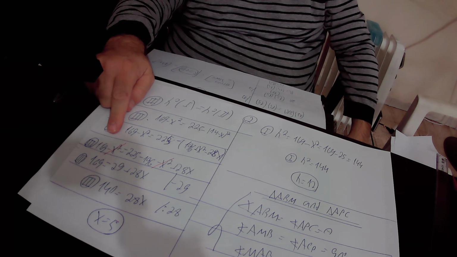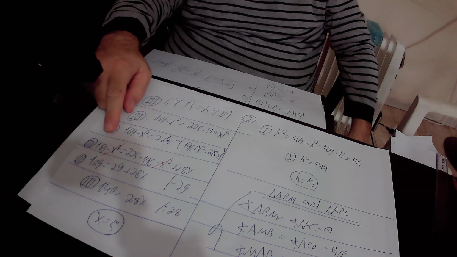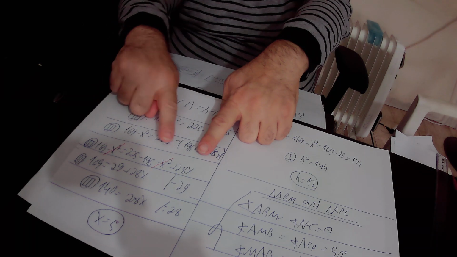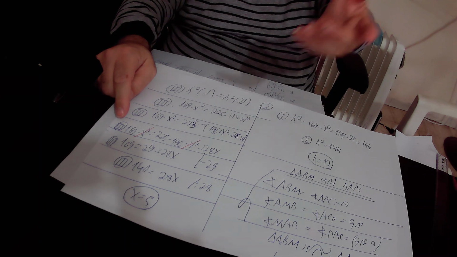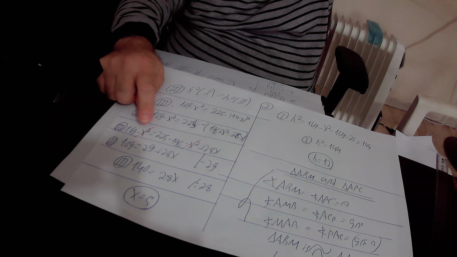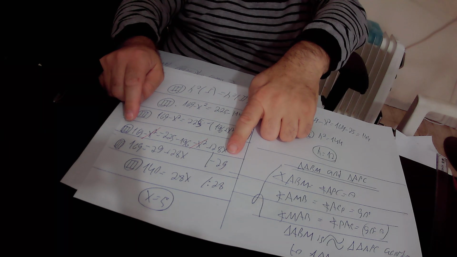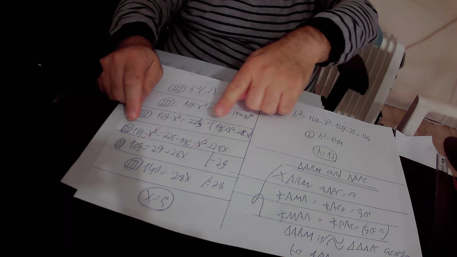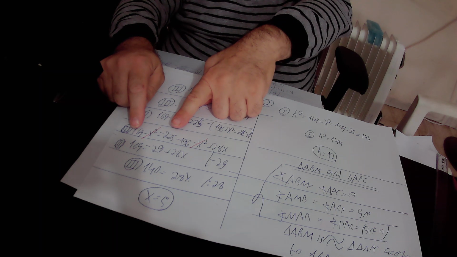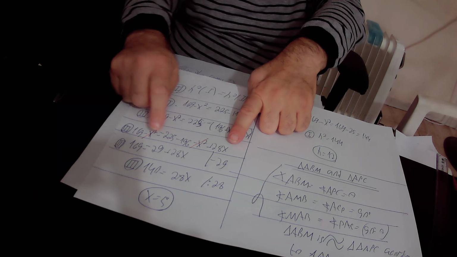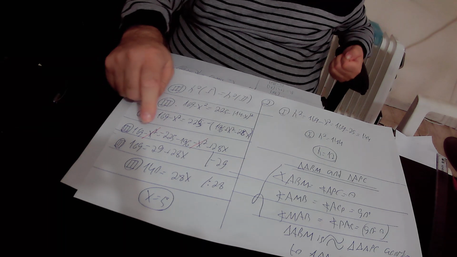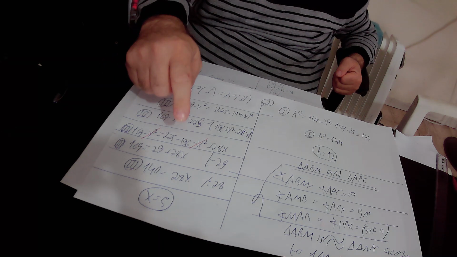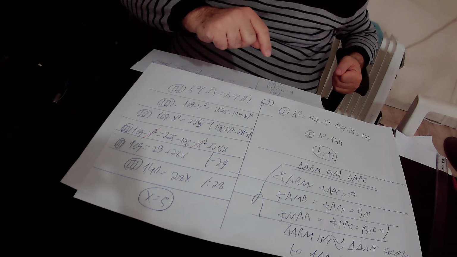On this side of the equation, we are left with 169. That equals 225 minus 196, which is 29, plus 28x. So in total, according to equation number 3, 169 equals 29 plus 28x. We subtracted 29 from both sides, and 169 minus 29 is 140. So 140 equals 28x. We divided by 28, and found that x equals 140 over 28, which is 5. So x equals 5 units.